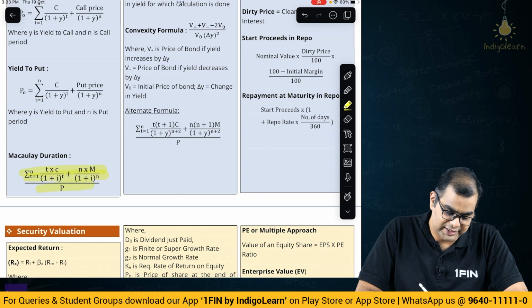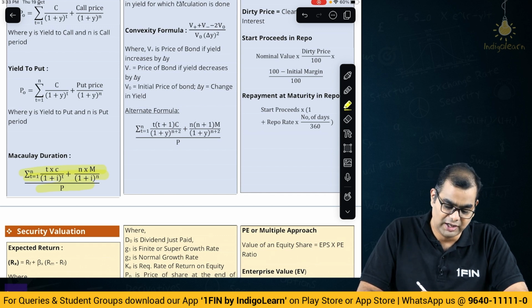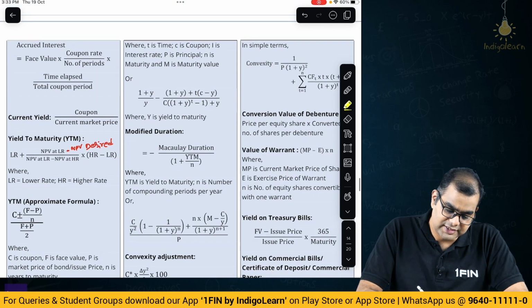So this can be rewritten as sigma of t into c by (1 plus i) power t. So basically you are multiplying the time into the coupon value and you are computing the present value of the same way. n, the last year, is also time into maturity value and its present value, which is (1 plus i) power n, whole thing divided by P. So this is the formula for Macaulay duration, and there is another formula.